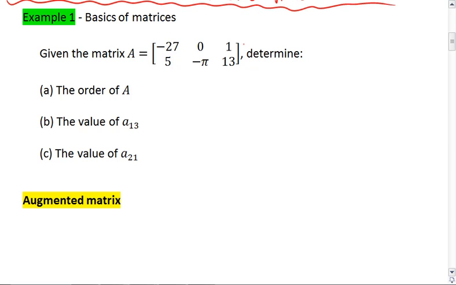The order of A, we see that we have 2 rows and 3 columns, so our order is a 2 by 3 matrix. A13 is first row, third column, that's 1. And A21 is second row, first column, that's going to be 5.